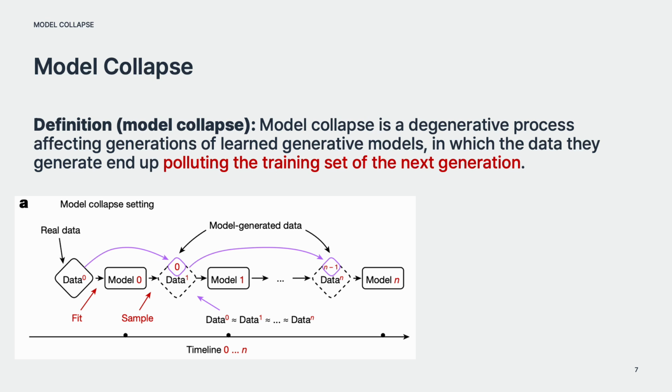This diagram illustrates the recursive training pipeline. We begin with real data and train an initial model. That model generates synthetic samples which are mixed back into the dataset. A new model is then trained on this mixture and the cycle repeats. As this process continues, the portion of real data decreases while synthetic data increasingly dominates. This recursive structure is the core setting in which model collapse occurs.